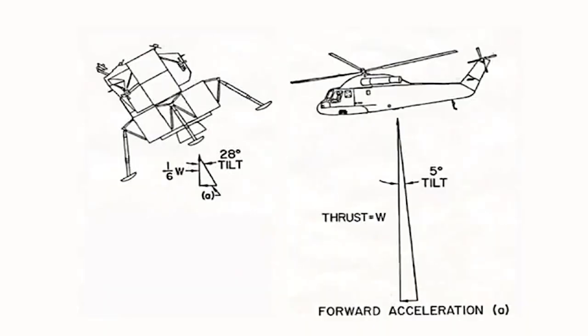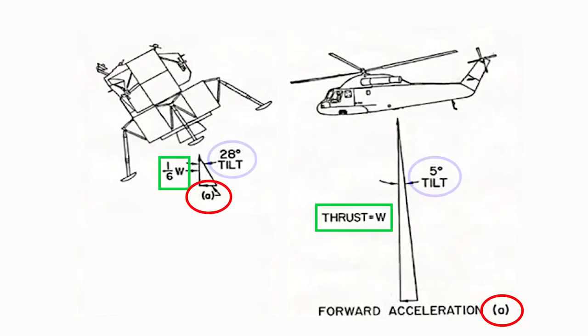Over the moon, where there is definitely no drag, and weight is only 1/6 of Earth, the same amount of acceleration requires nearly 6 times the tilt angle. Another problem they had with helicopters is the way you had to do the test.